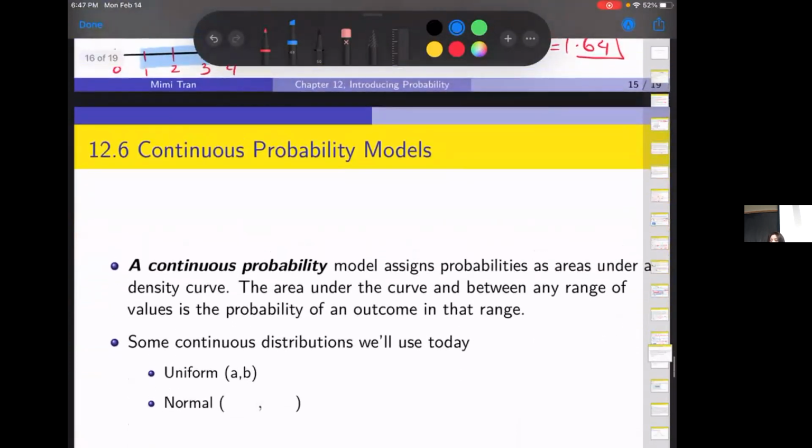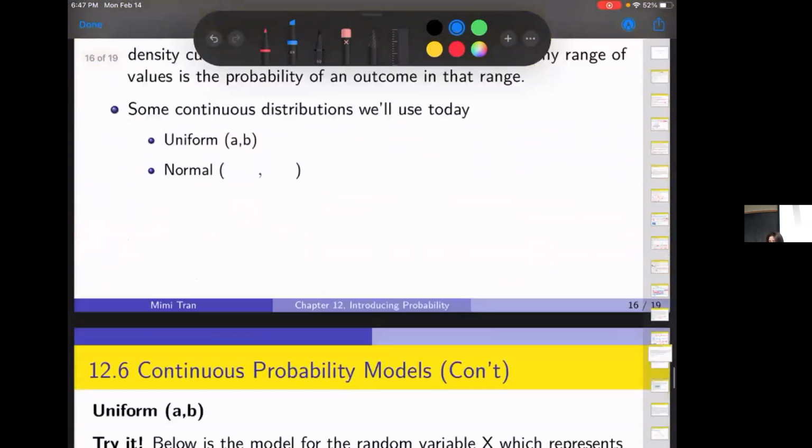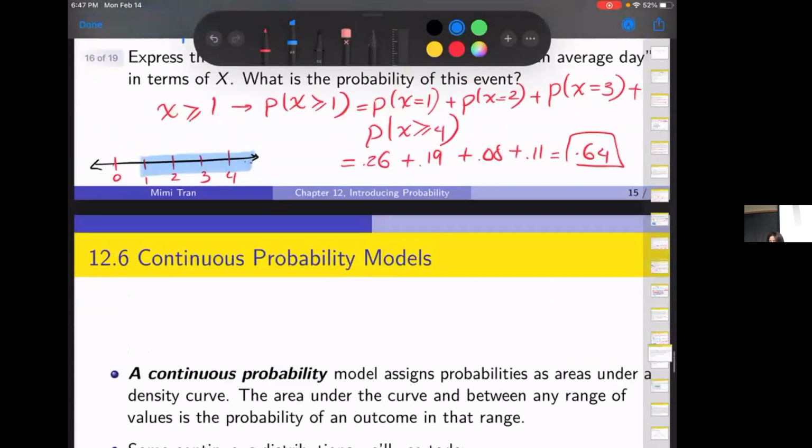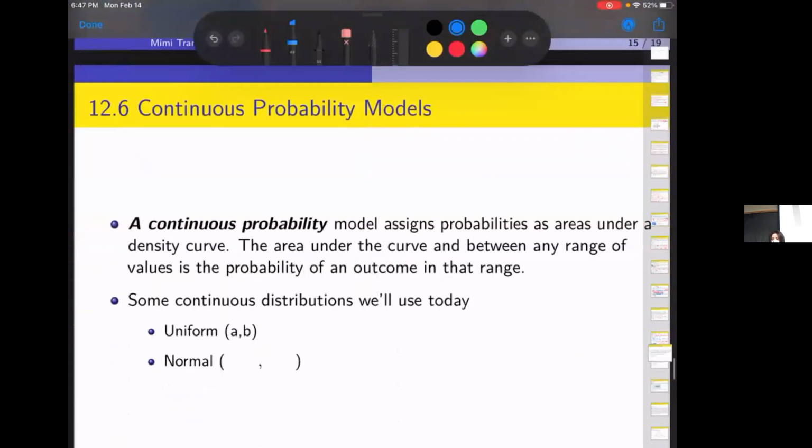All right. Now it comes to continuous probability. Yay, we're going to be on time. A continuous probability model assigns probability as area under the curve, right? That's all it is, area under the curve. Think uniform distribution and normal distribution. The area under the curve between any range of values is the probability of an outcome in that range.